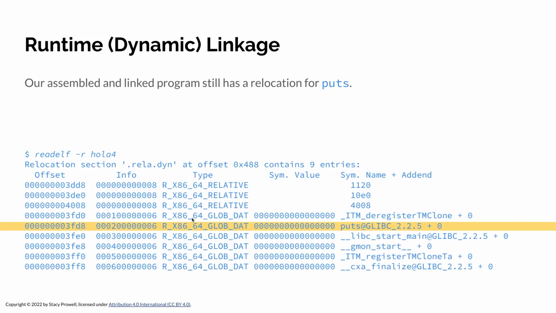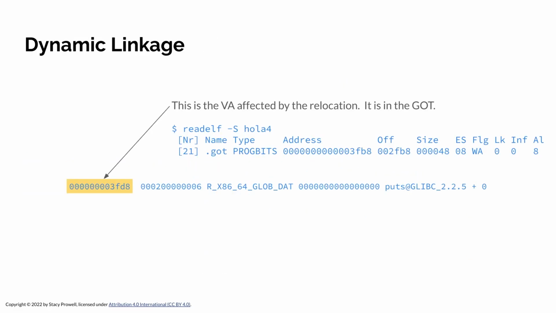So, runtime dynamic linkage. Our assembled and linked program still has a relocation for puts. If we look down there, we'll see, sure enough, there it is. 3FD8 needs to be patched to have the address of puts. So that's the virtual address affected by the relocation, and it's in the GOT. And right, we're going to figure out what that is at runtime. It'll be that offset from it. And so we need to patch the GOT at runtime.